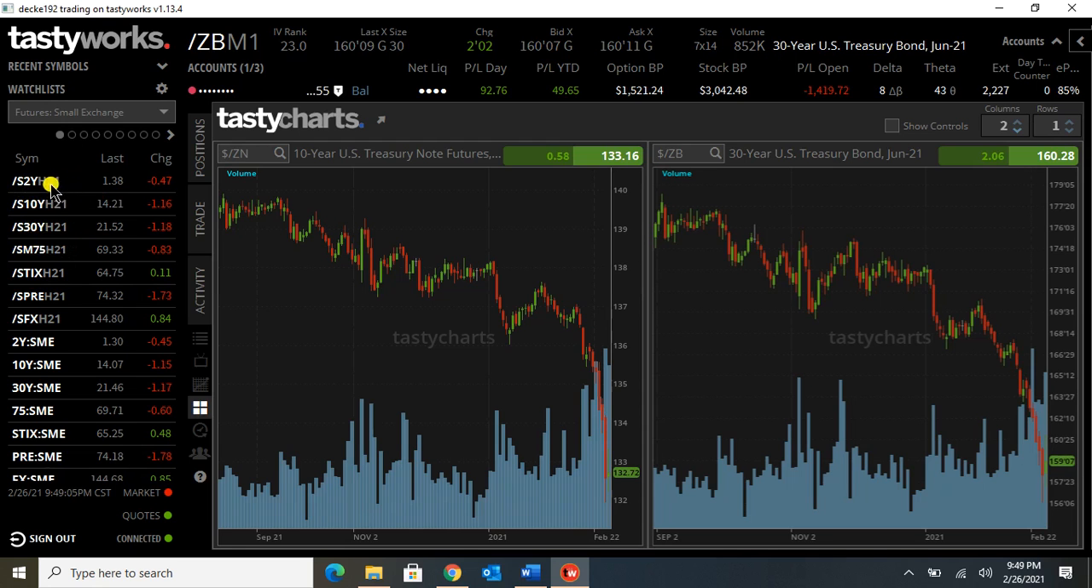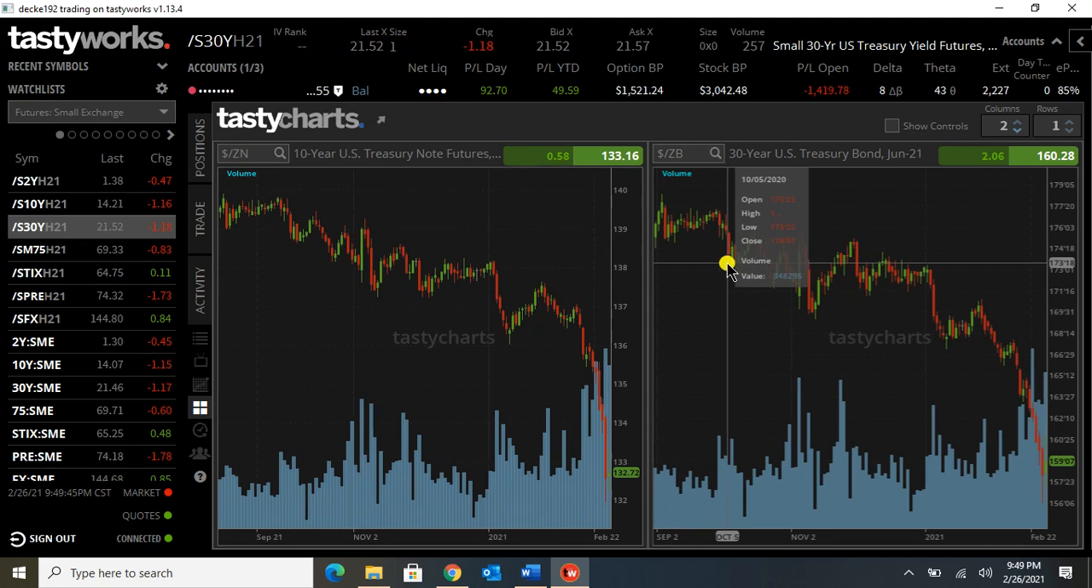So the cool thing about these products is instead of the ZN and ZB, which actually track the note and bond prices, these are actually the yield prices, and they make it pretty easy. So if we go to, for example, the S10Y here, the last price was 14.21, and actually what this means is that the 10-year yield is actually 1.421. So you just move the decimal point one spot over, and that's the percentage. So the 30Y here, it's 2.152%.